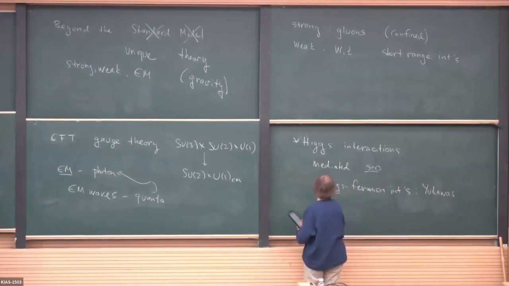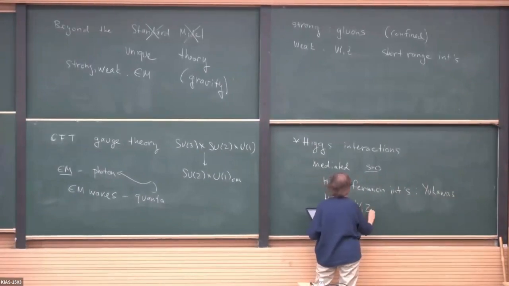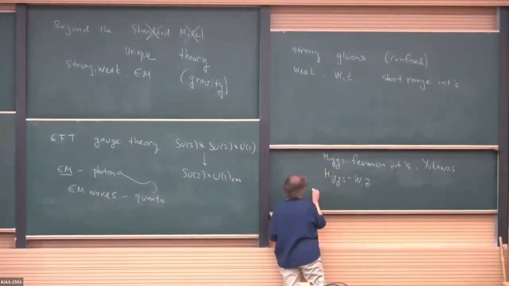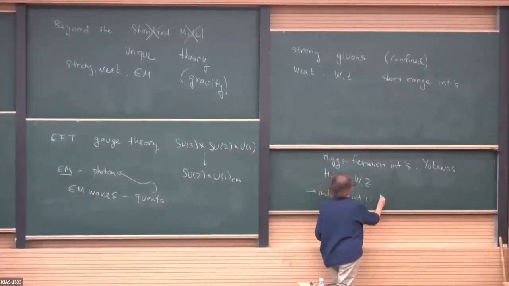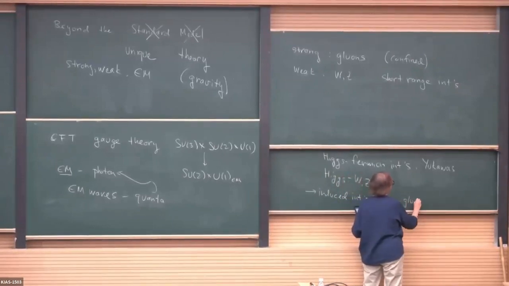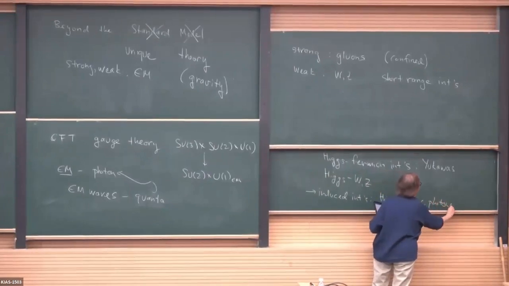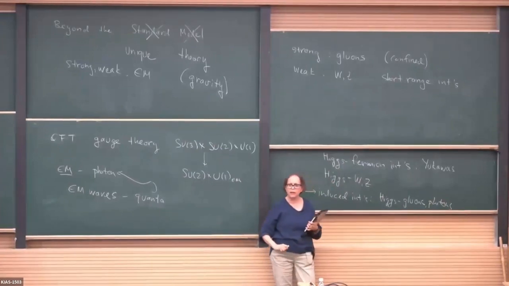Then we have Higgs interactions with the W and the Z. And of course, we have at the loop level all sorts of induced interactions. So the Higgs interacts with gluons and photons, and these are induced by these fundamental interactions.